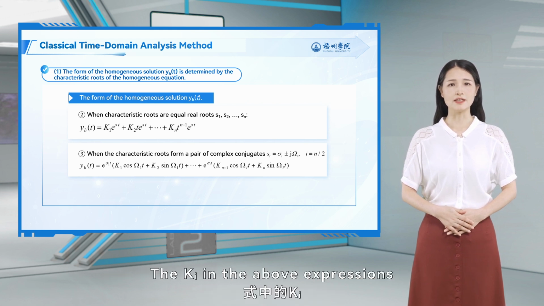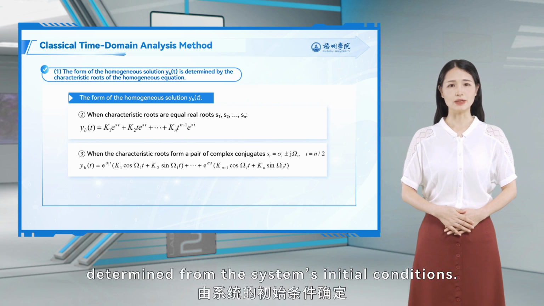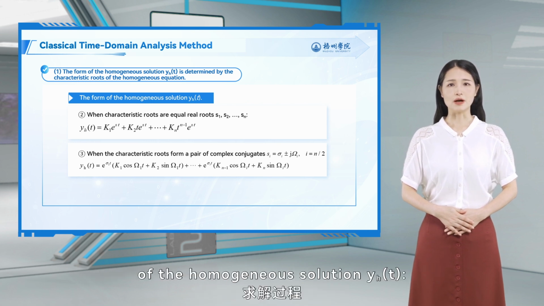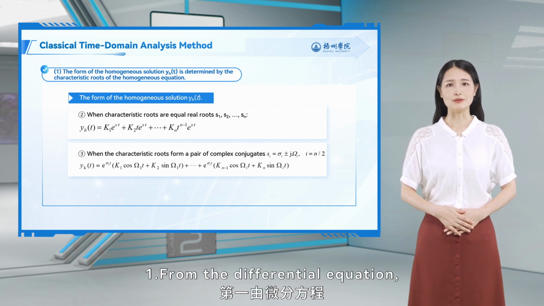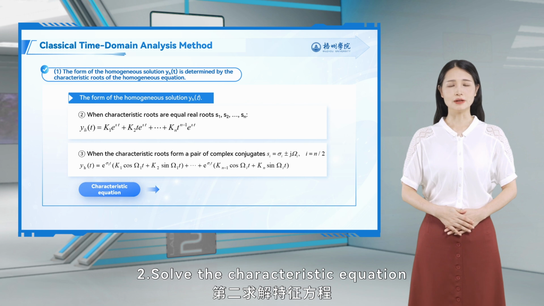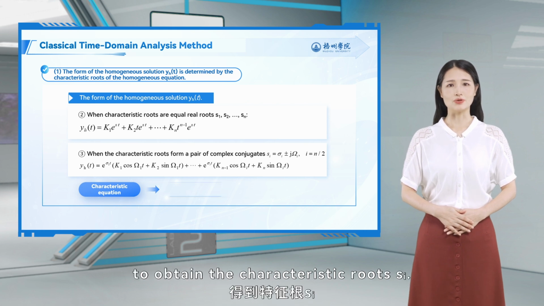The k sub i in the above expressions are undetermined coefficients, determined from the system's initial conditions. Let us review the process for determining the form of the homogeneous solution y sub h of t. 1. From the differential equation, obtain the corresponding characteristic equation. 2. Solve the characteristic equation to obtain the characteristic roots s sub i.